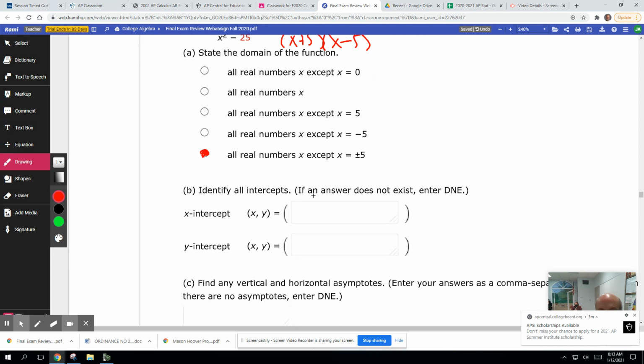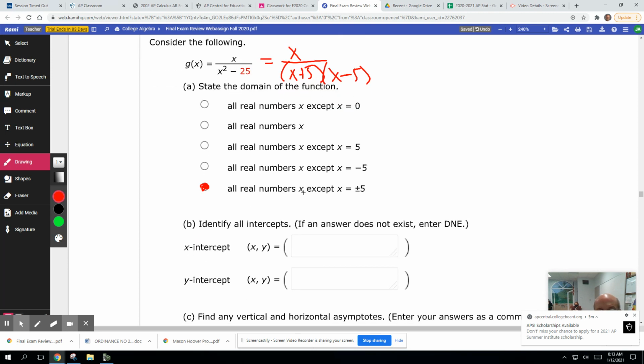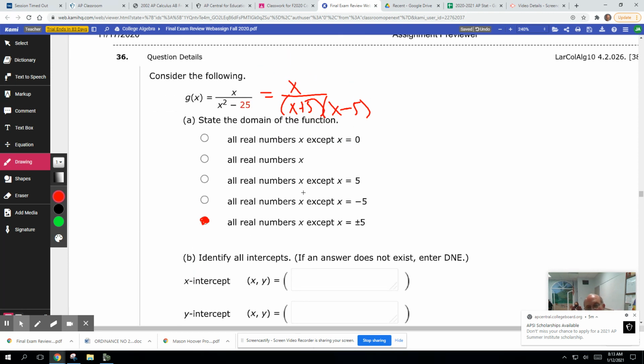It says identify all x-intercepts. If an answer doesn't exist, say so. All right, the x-intercept is where y equals 0. To make a fraction equal 0, the numerator has to equal 0, but the denominator can't equal 0. So you look for what x values make the numerator 0. We set the numerator equal to 0, so x equals 0. But we double check and make sure that it doesn't make the denominator 0. If I plug in 0 in the denominator, I will get -25, so we're good.